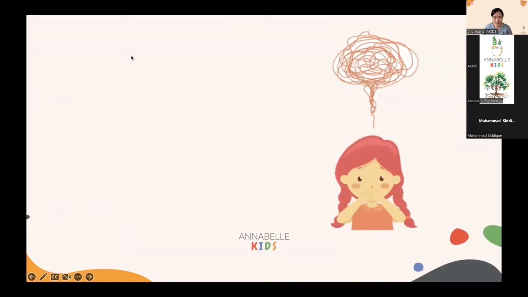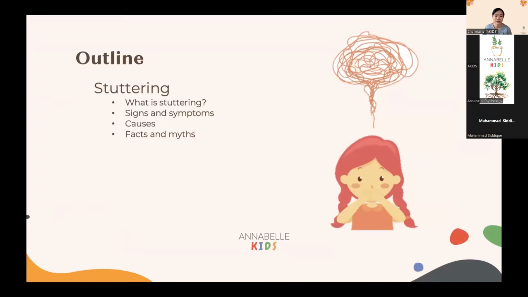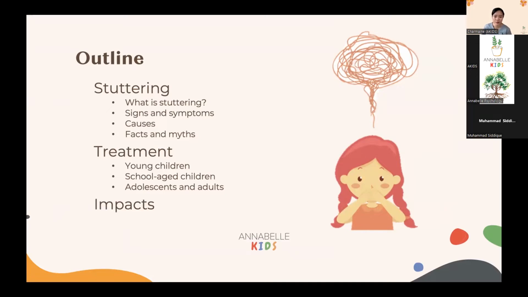Okay, so today we will be talking about fluency disorders and specifically stuttering. And we will be covering what it is, some signs and symptoms. You might wonder what causes stuttering. And there are actually many facts and myths surrounding stuttering as well, which we will cover. And we will also talk about treatment throughout the lifespan and the impacts that stuttering has on individuals who stutter. And lastly, we will have a Q&A session where you can ask any of your questions regarding stuttering.